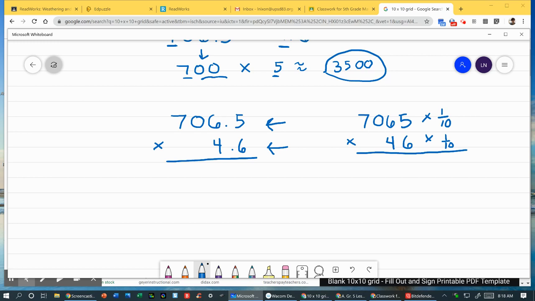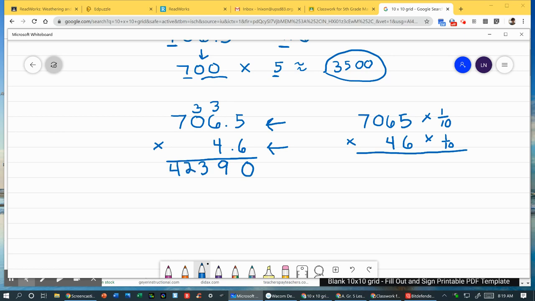6 times 5, that'd be 30. 0 here, 3 up above. 6 times 6, that's 36 plus 3 more, 39. 6 times 0, 0 plus 3 more, that'd be 3. 6 times 7, that's going to be 42.